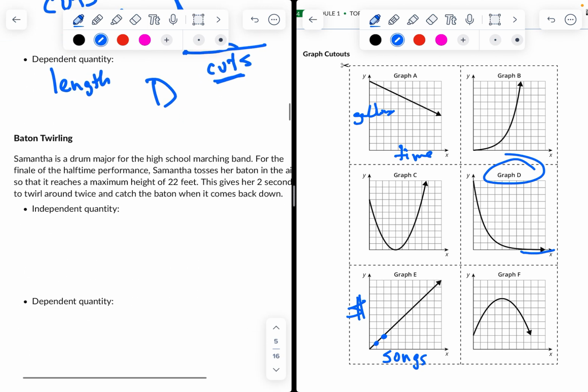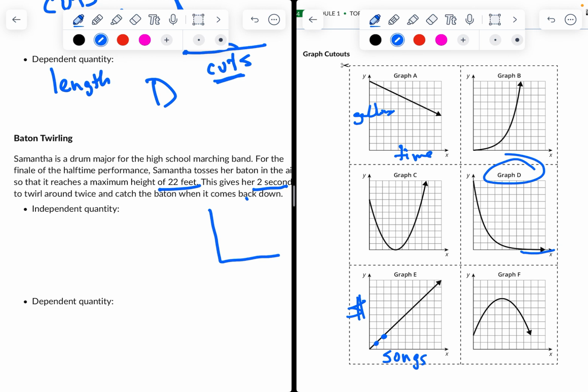Baton twirling. I have a girl. She is throwing a baton in the air, and she's going to spin around and she's going to catch it. It says she is going to have 2 seconds to be able to turn around. And during that 2 seconds, that baton is going to go up into the air 22 feet, and then it's going to come back down.